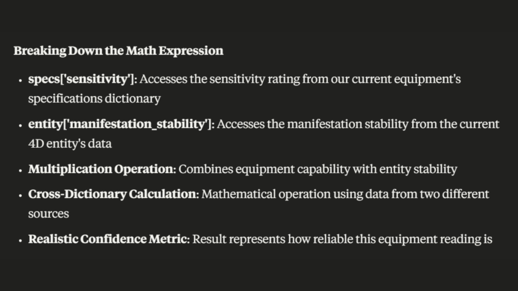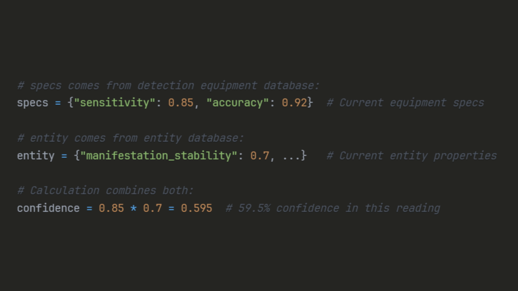Let's break down this mathematical expression. Spec sensitivity accesses the sensitivity rating from our current equipment specification dictionary, and it might be 0.85 representing 85% sensitivity. Entity manifestation stability accesses the stability rating from our entity dictionary. This could be 0.73, representing how stable this entity's manifestation is. The asterisk multiplication operator multiplies these two values together, the 0.85 and the 0.73, which would equal 0.62. So confidence, 0.62 would get stored directly as a dictionary value.